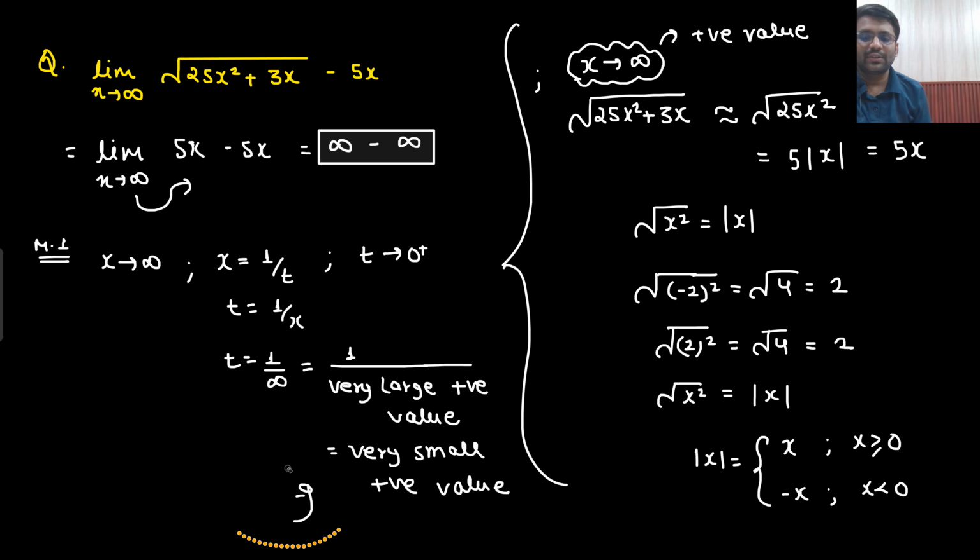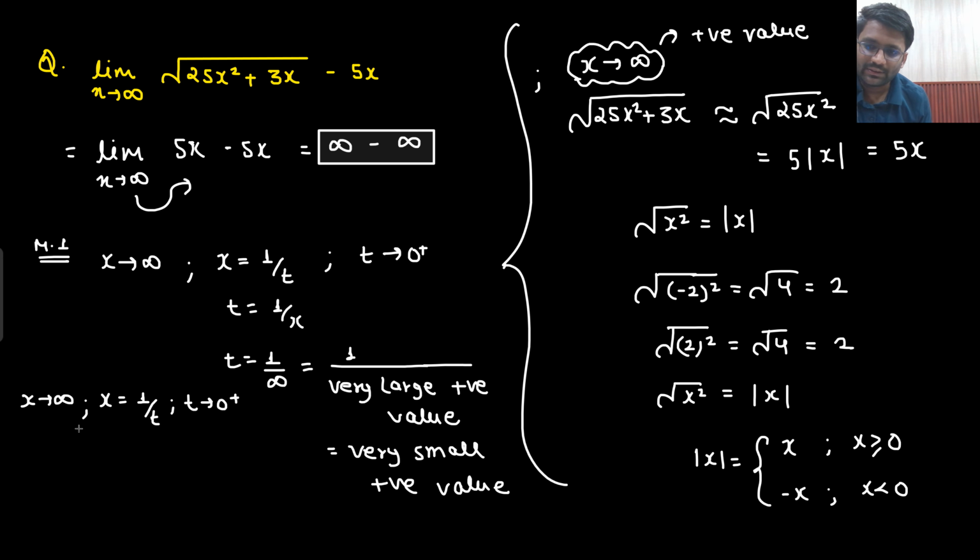So always remember this thing. At 10 out of 10 places, this concept is also taught wrong. I have seen a lot of places where they replace x with 1 by t and write down that t is tending to 0. Absolutely baseless. T will tend to 0 plus. Okay, so here I am writing down the conclusion that x is tending to infinity. I am putting x as 1 by t, then t will tend to 0 plus. Always remember it.